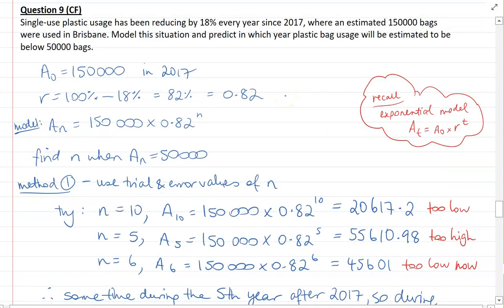Okay, how did you feel with that question? Hopefully you used the exponential model to come up with a rule. So our initial value is 150,000, so that's our A0.